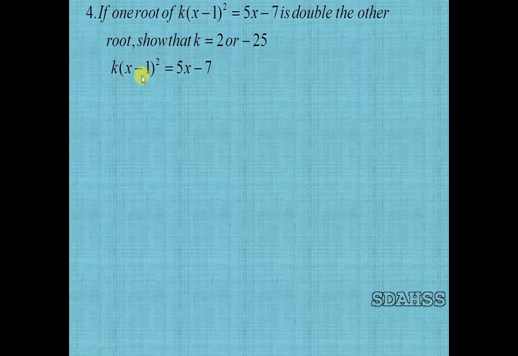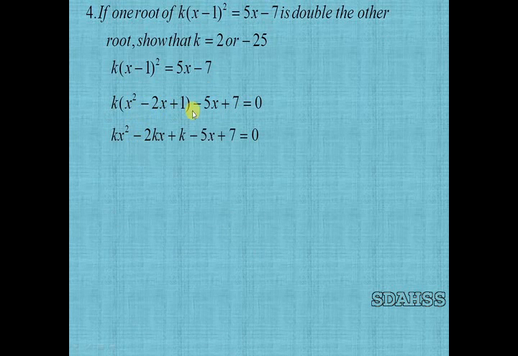X minus 1 whole square is in the form of (a minus b) whole square. (a minus b) whole square means a square minus 2ab plus b square. So this can be written as k into (x square minus 2x plus 1). Bring 5x minus 7 to the other side: 5x becomes negative, minus 7 becomes positive, so plus 7 is equal to 0. Multiply this k inside the bracket, so you have kx square minus 2kx plus k minus 5x plus 7 is equal to 0.